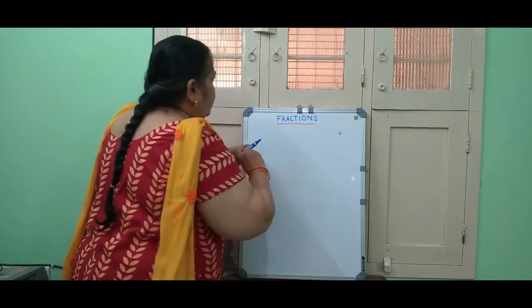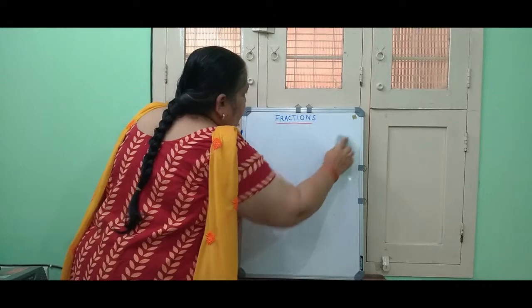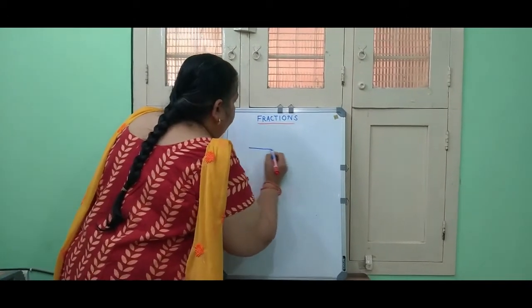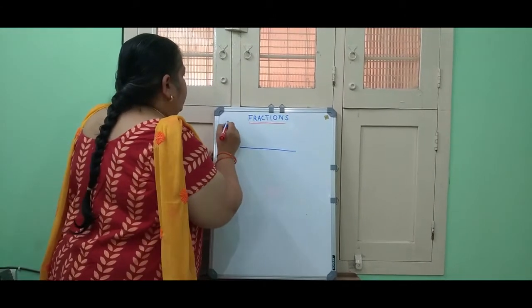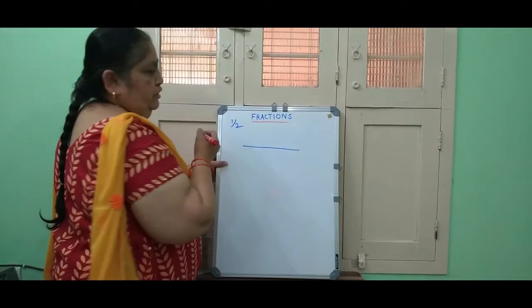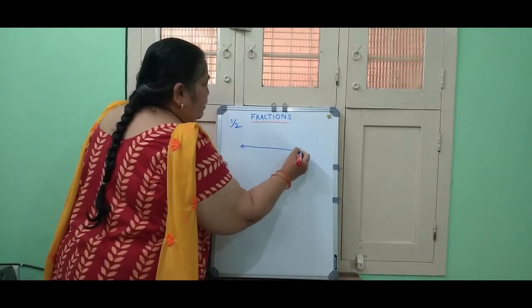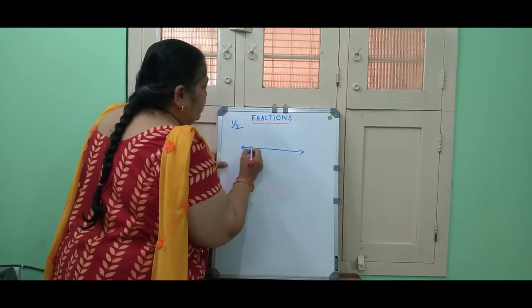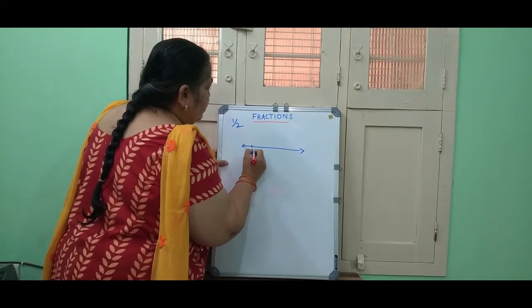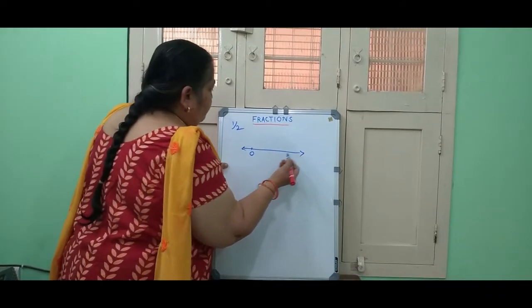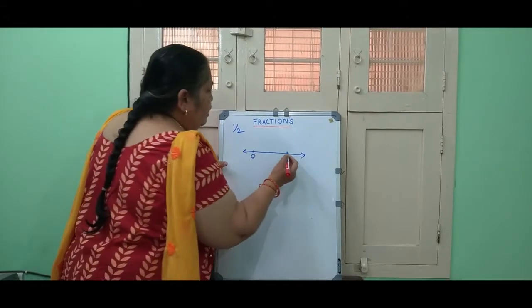See, here let me draw a number line. I will show you how to represent half on a number line. Say a line is there, a straight line. Let us take a straight line and I will start with the 0. I want to represent the fraction half on the number line.